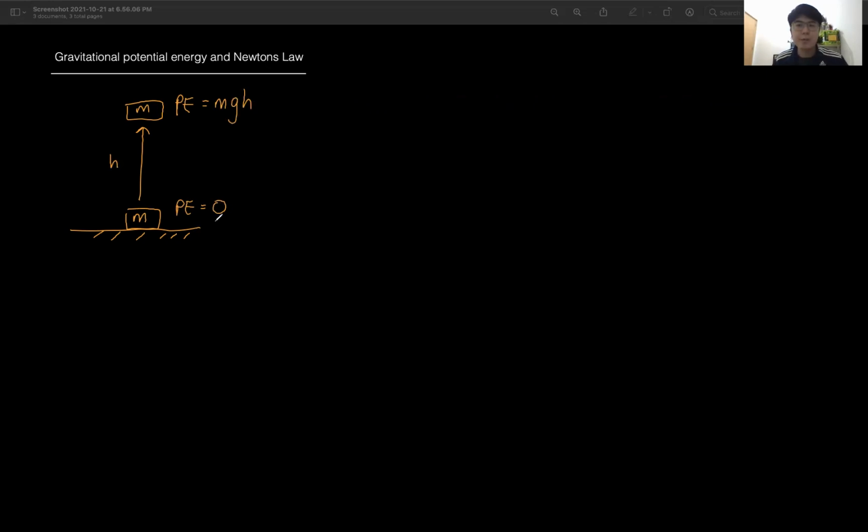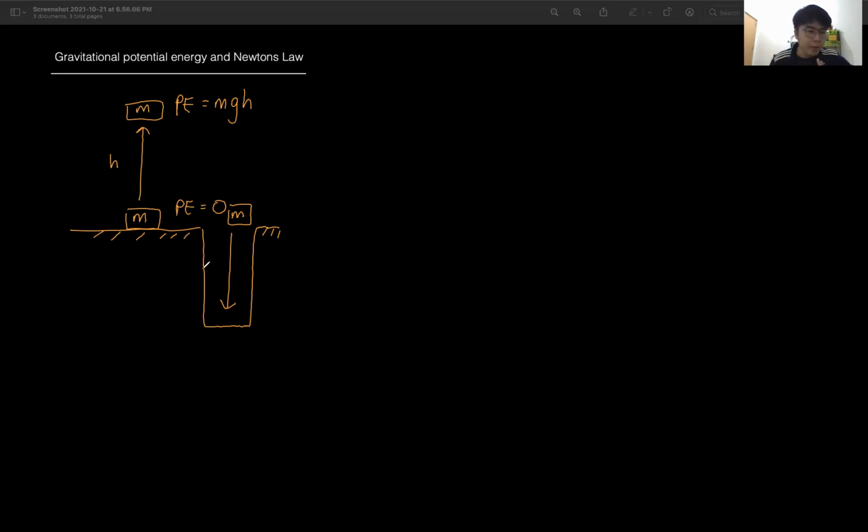So is it really 0? Now, here's the question. Let's say I dig a hole like this, and then I place the object over here. What happened to the object? Falls down, right? How come it falls down if the potential energy is 0? Because if the potential energy was 0, the object would not move. It would not have the energy to move.